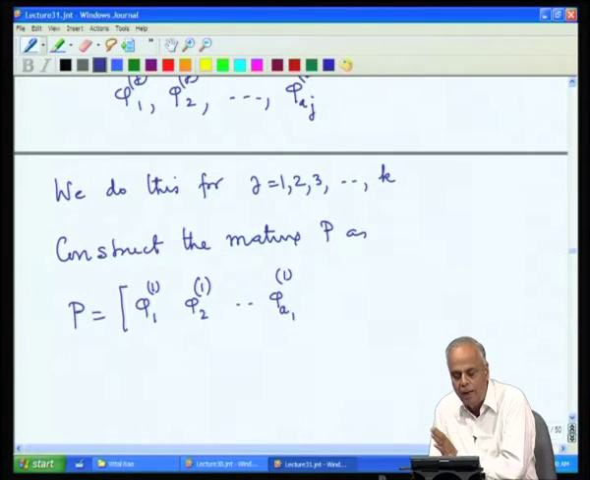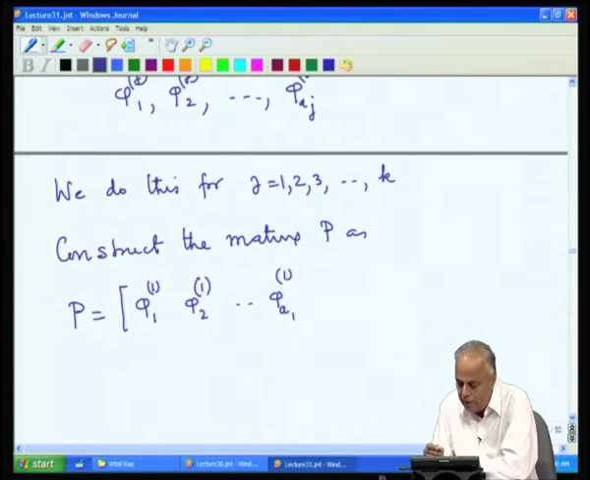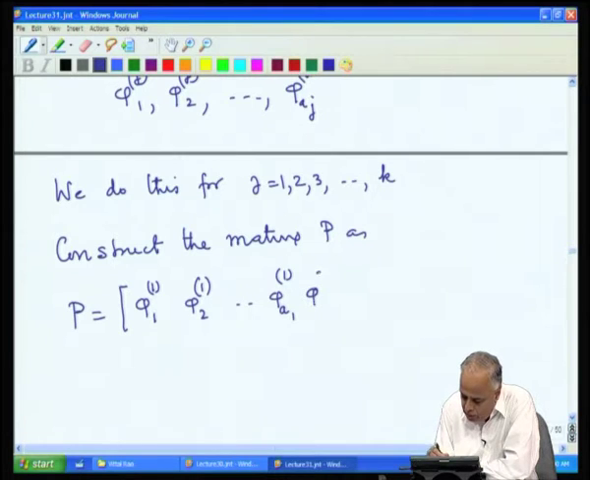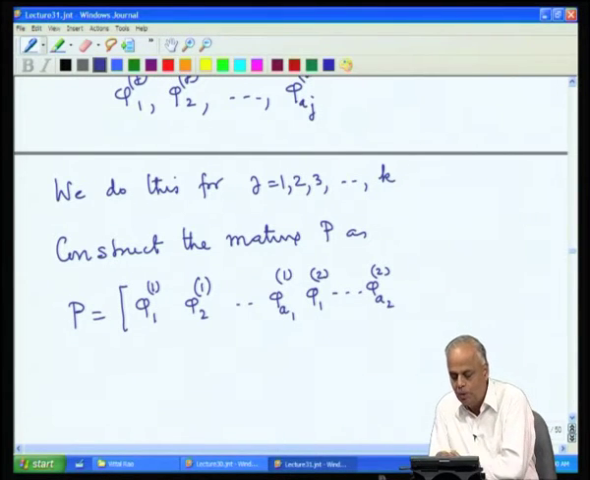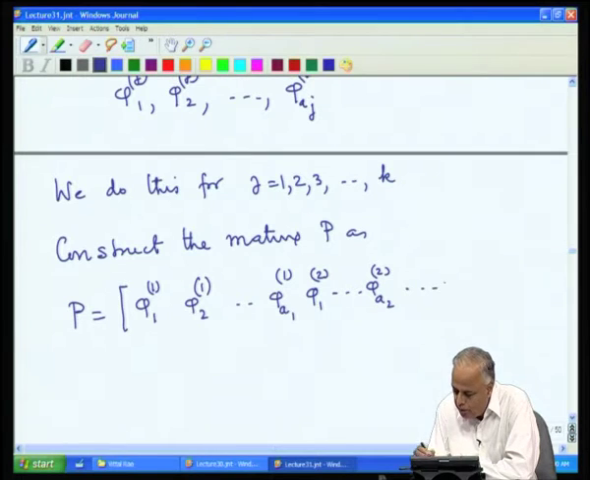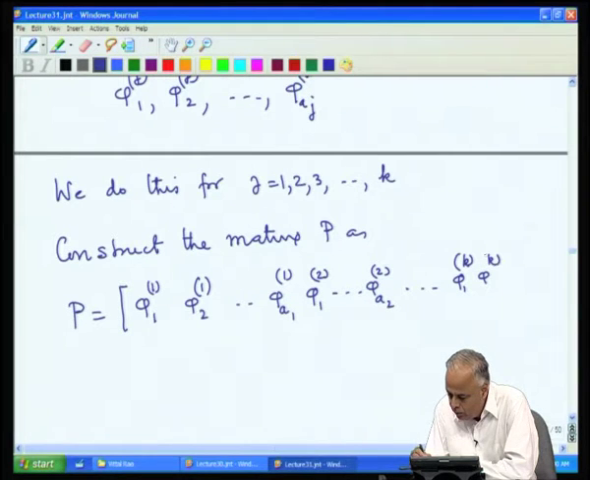We need totally n columns. Then we write the next a 2 columns, which correspond to the eigenvalue lambda 2. We continue this process and the last a k columns will correspond to the eigenvalue lambda k.